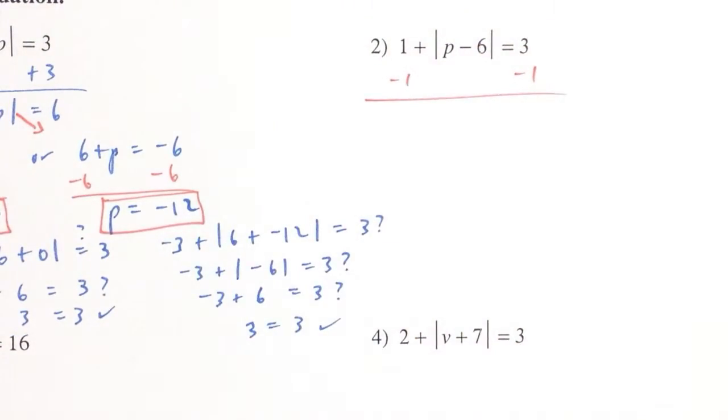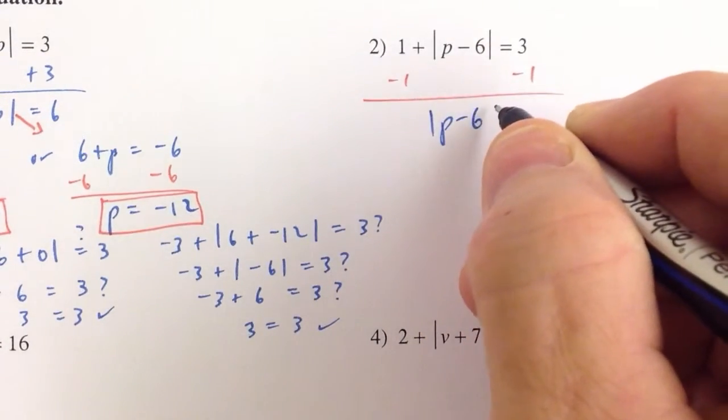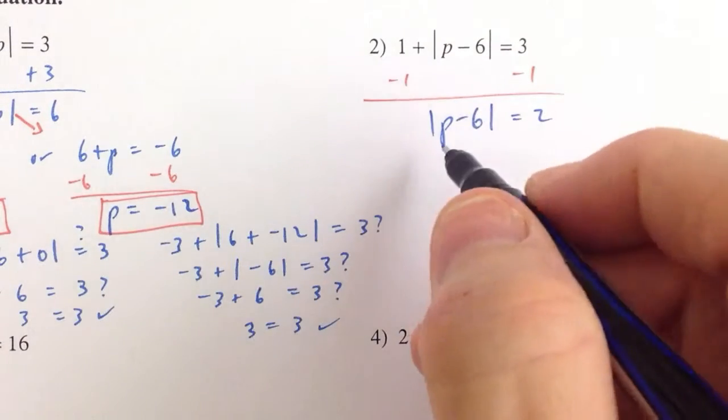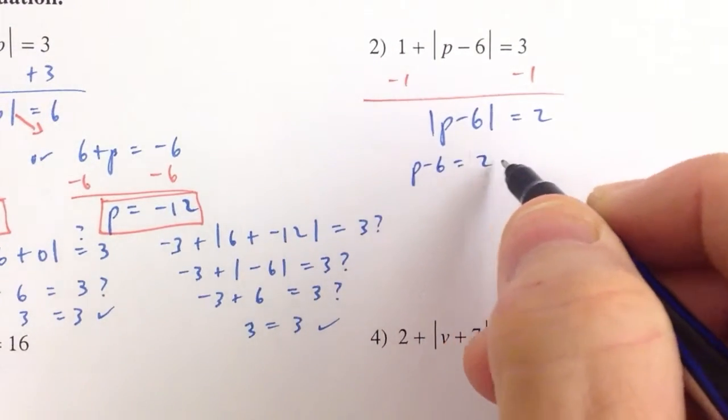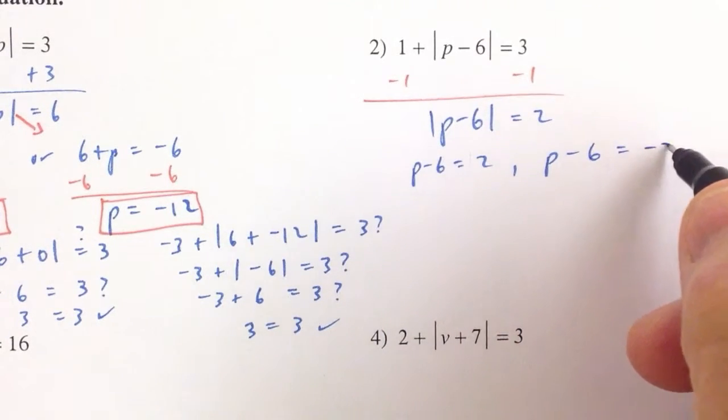So when we solve this equation for p, we subtract 1 from both sides. P minus 6 in the absolute value bars is equal to 2. That gives us 2 equations. P minus 6 equals positive 2. And the other equation would be p minus 6 equals negative 2.